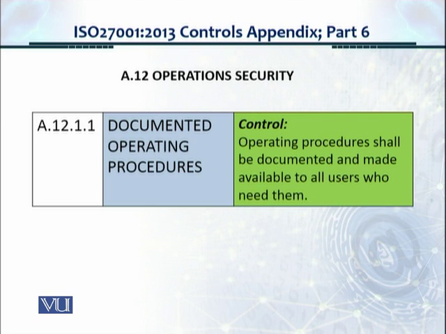Documented operating procedures. Operating procedures, or SOPs, shall be documented and made available to all users who need them. Now, there are 2 aspects here. First, you need to develop the SOPs as per your policy, as per your information security program, and then you need to also make them available to users. And there's another part of that, which is training and awareness.